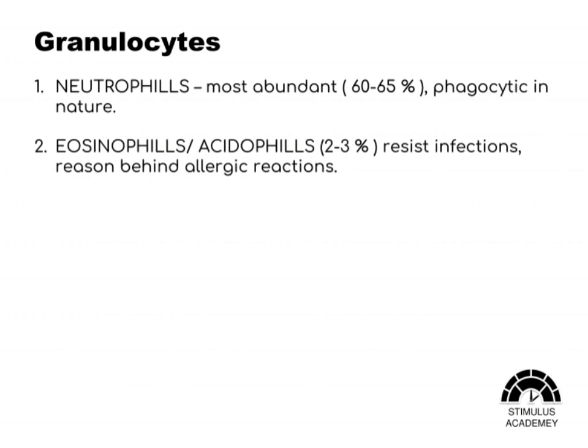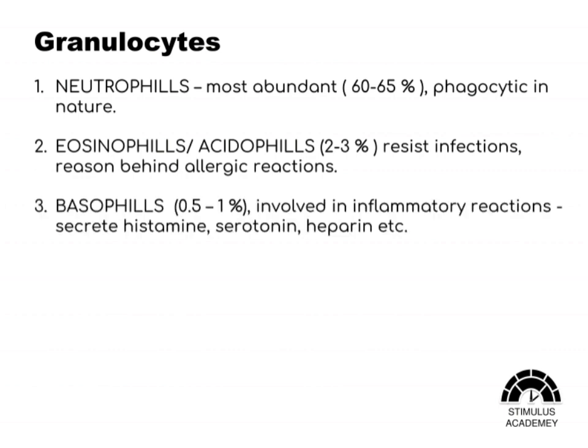Eosinophils or acidophils. These are 2 to 3%. These resist infections and are the reason behind allergic reactions. Basophils. These are 0.5 to 1%. Involved in inflammatory reactions. Secrete histamine, serotonin, heparin, etc. You can see clearly that the most abundant of them are neutrophils, eosinophils are lesser than them, and least are basophils. Avil and cetirizine, have you heard of them? These are antihistaminic drugs and anti-inflammatory also.